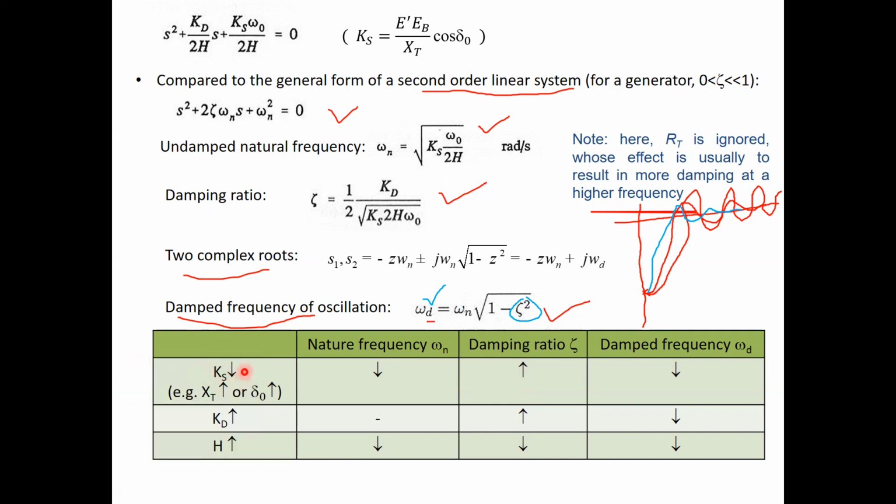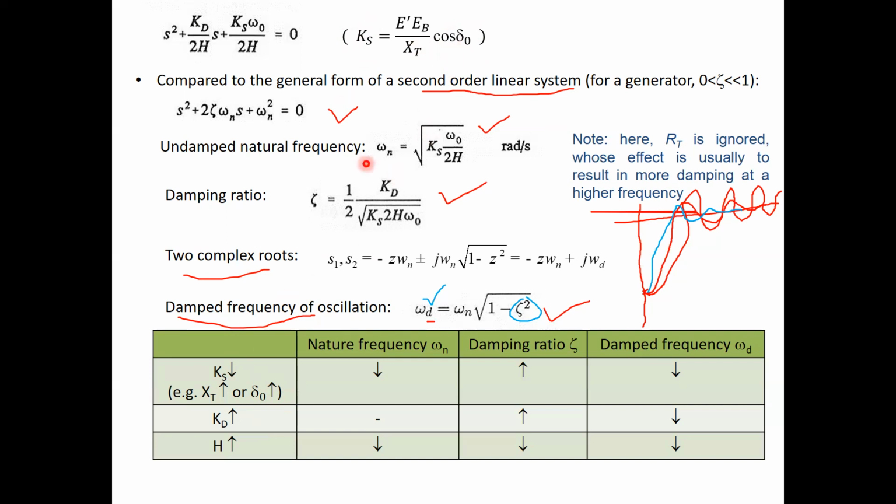Now, if I say synchronizing torque, synchronizing torque is this one. If the synchronizing torque reduces, that means it decreases. How will it decrease? Let's say you have more reactance, a high reactance of the line, or maybe an increase in delta naught, because this is cos of delta naught. If you have an increased value of delta naught, then cos of delta naught will be reduced, and thus this term will be reduced. Am I right or no?